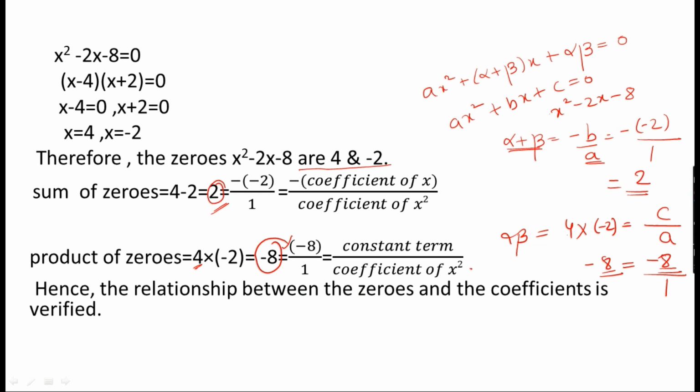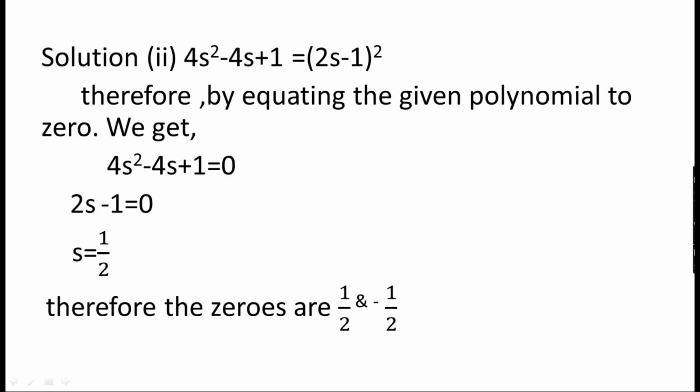We have proved that alpha plus beta, where alpha is one root and beta is the second root, alpha is 4, beta is minus 2, is equal to 2, and this 2 is equal to this 2. Hence, we verified the relationship between the zeros and the coefficients of the polynomial. Now let us come to the next part of the question.